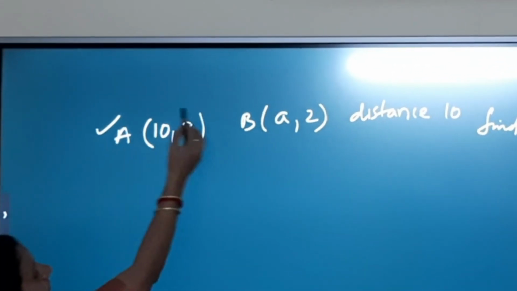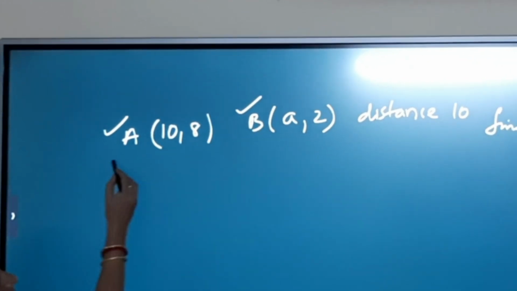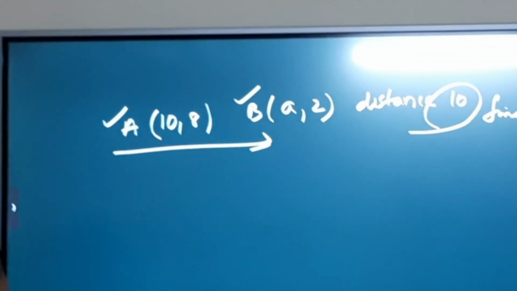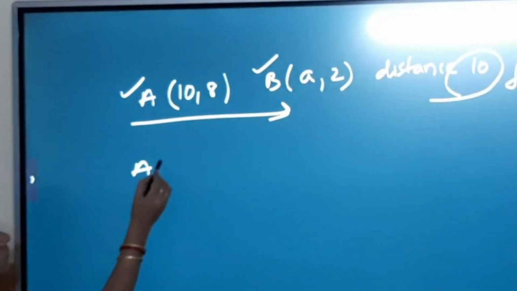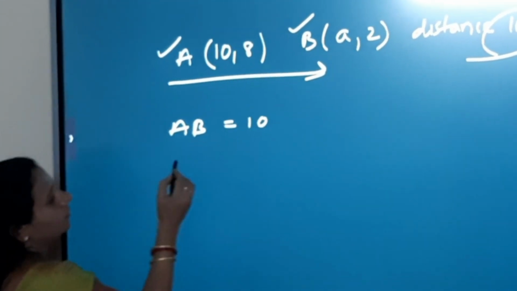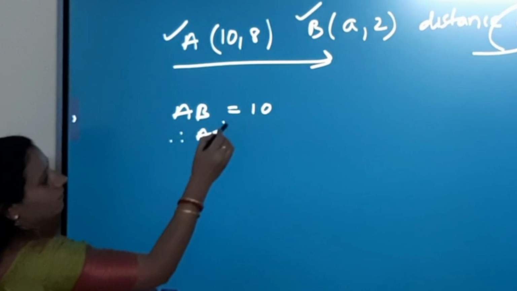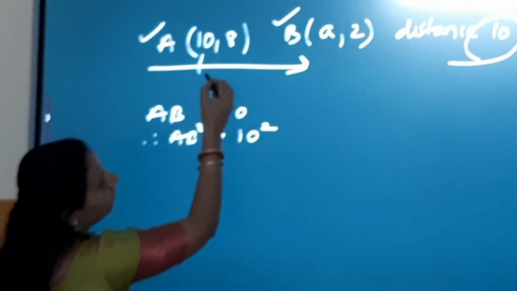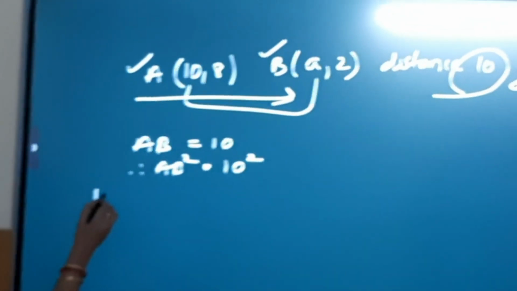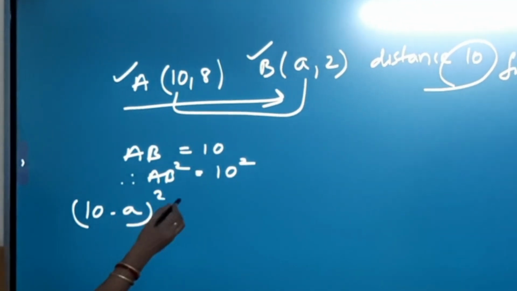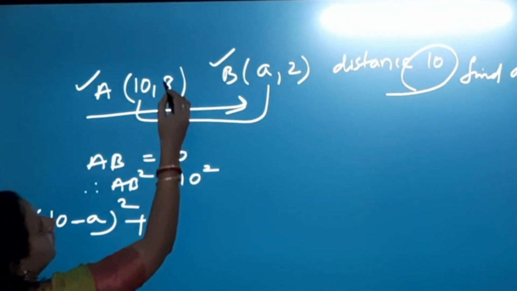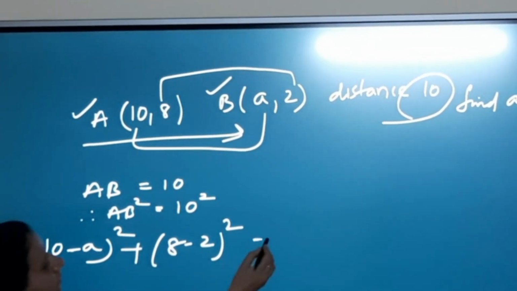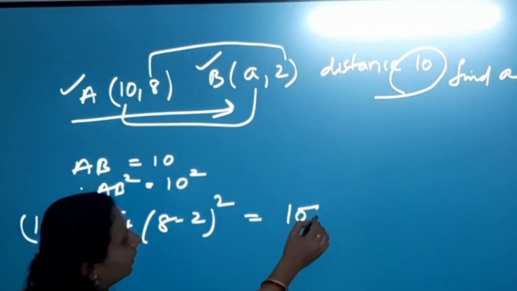As we are finding the distance between these two points, I told you whenever the distance value is given, we directly use the formula without the root. So AB is given as 10, therefore AB square will be equal to 10 square. Now write in the formula (10 minus a) square plus (8 minus 2) square is equal to 10 square, 100.